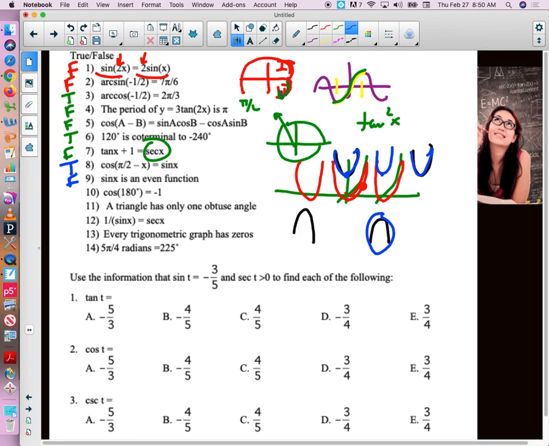Cosine of 180 is negative 1 is true. I just saw in my head cosine of 180. Do y'all see my x-coordinate? It would be negative 1.